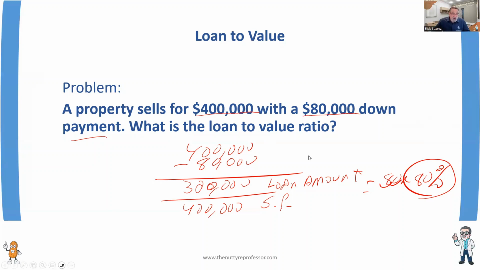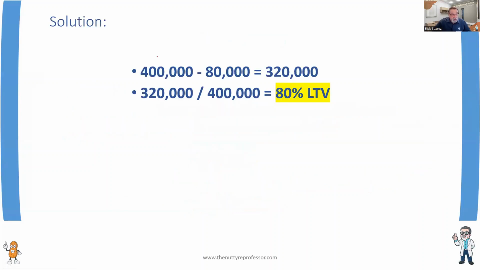Now, you may have a question like the one I'm about to show. Well, let me show it to you clean. There it is right there. 400,000 minus 80,000 equals 320,000. 320 divided by 400,000, it's 80% loan to value.